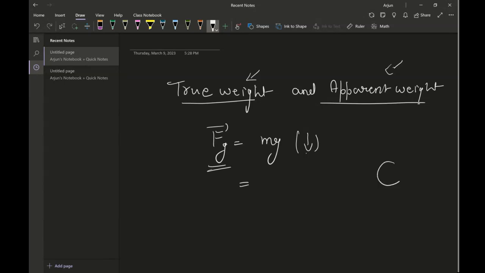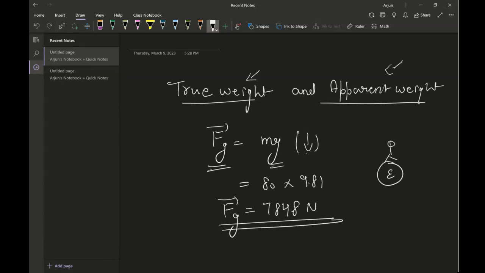So let's say my body mass is 80 kg and I'm standing on this planet Earth. So Earth is trying to pull me towards itself with the gravity of 9.81 and my body mass is 80. So the Fg value will come across as 784.8 newtons. So that's also the true weight.